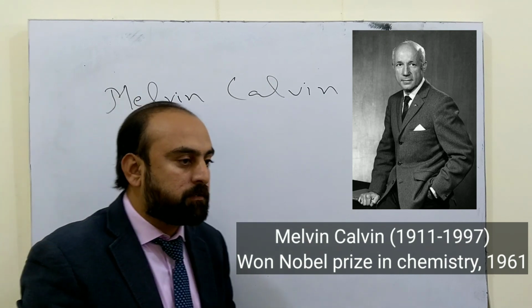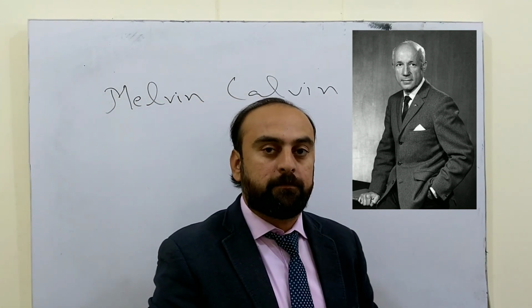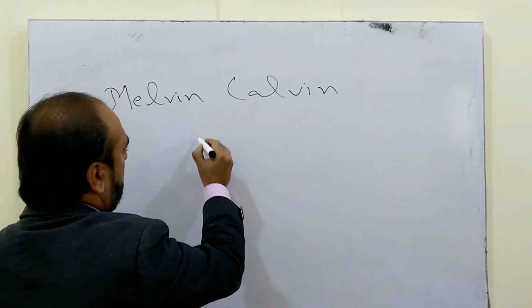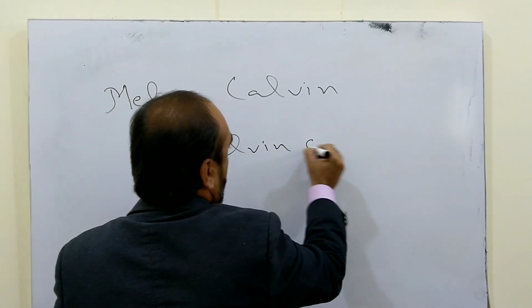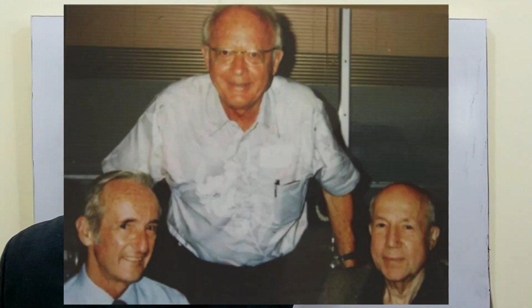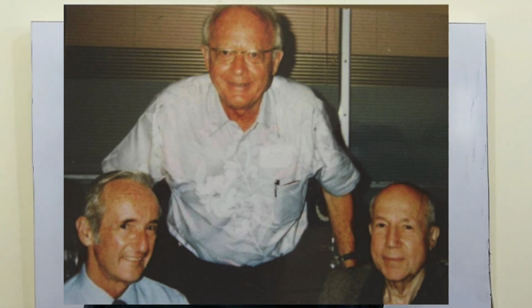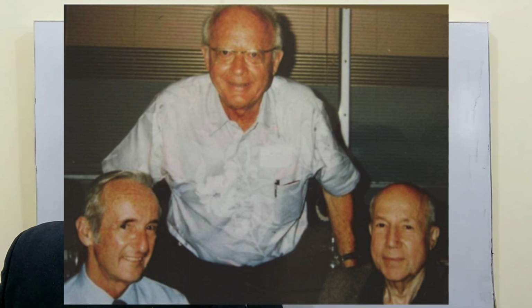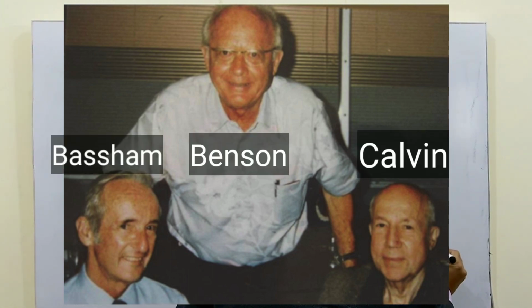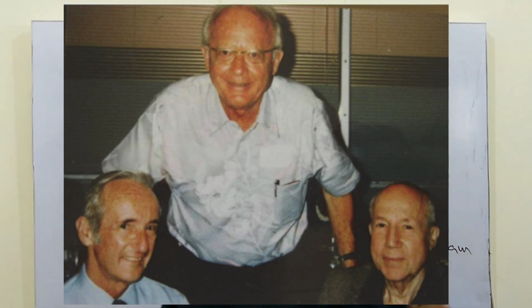The carbon reduction cycle, which occurs in all eukaryotic organisms, in honor of Calvin is also called the Calvin cycle, or sometimes the Calvin-Benson cycle, after Benson and Bassham, who were co-workers of Melvin Calvin.